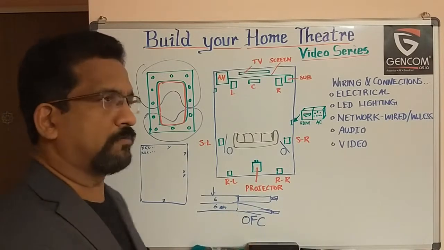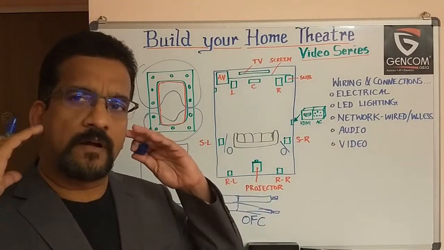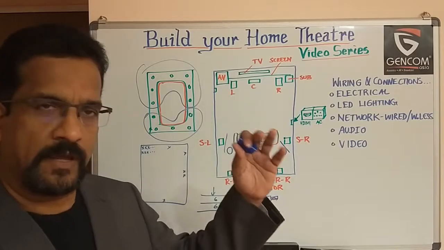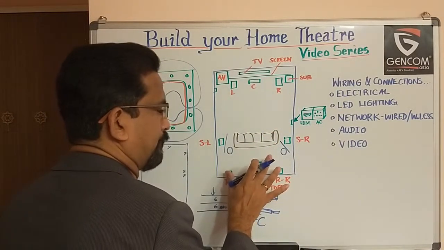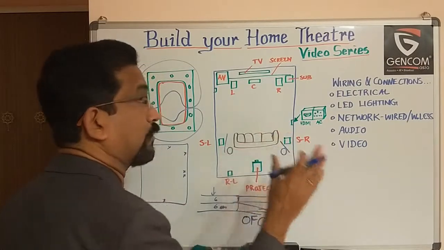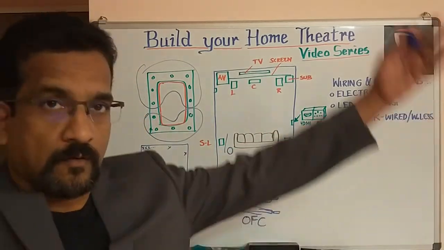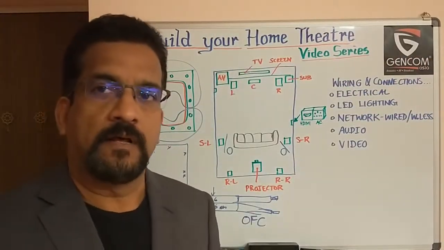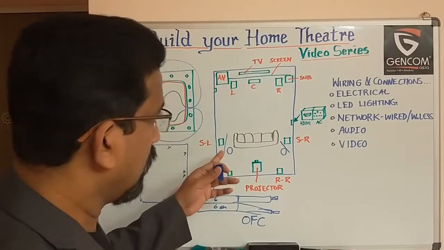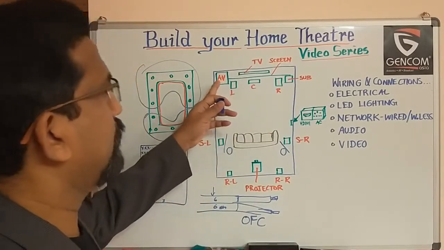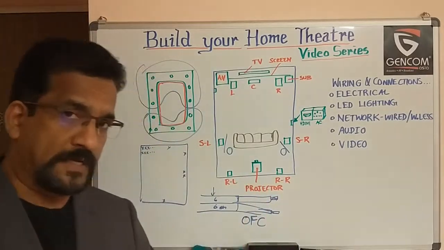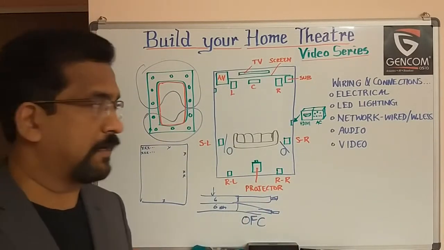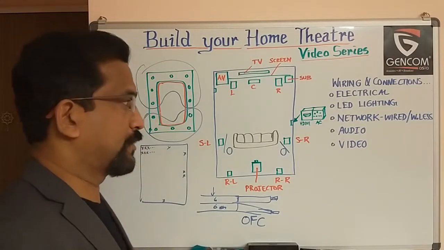Ideally, it is good to have them closer to the ear level. Which means you can have the rear surround at the ear level, and this surround can go up so that you feel the sound also comes from the ceiling. So these are the audio connections, and apart from that, there are all the interconnections that have to be done inside the AV rack, which I will speak about in the next session.